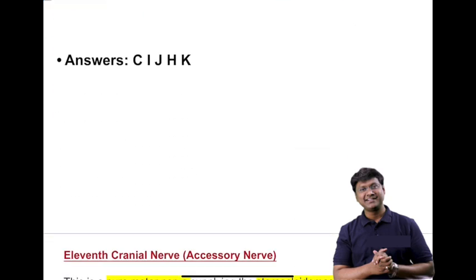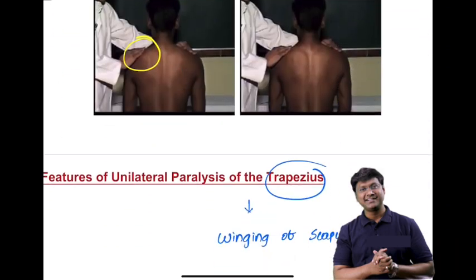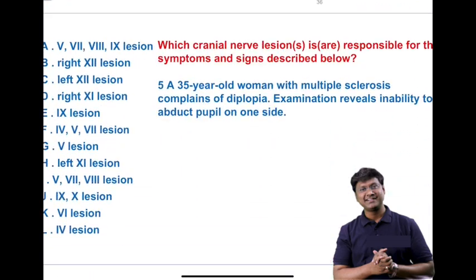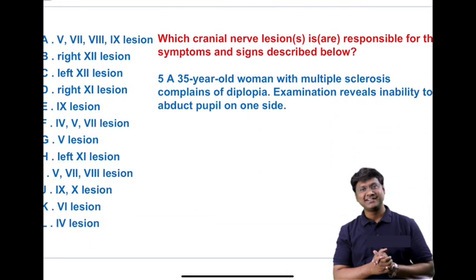Okay, next, let us take the fifth clinical scenario. Which cranial nerve lesion is responsible for the signs and symptoms described below? The clinical scenario is a 35-year-old woman with multiple sclerosis who complains of diplopia. Examination reveals inability to abduct the pupil on one side.